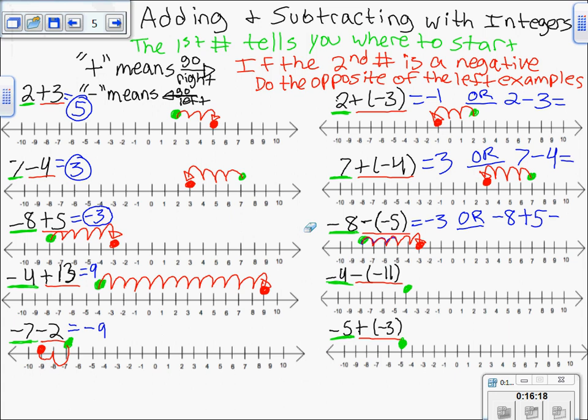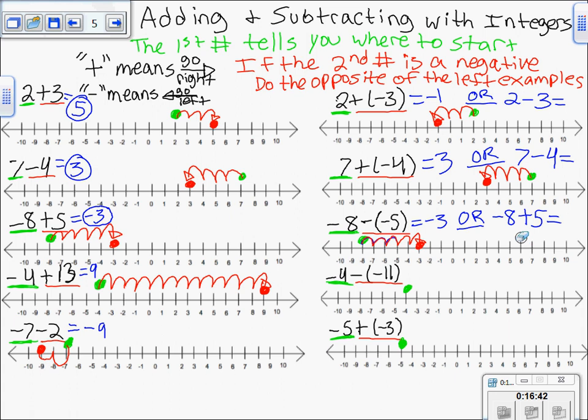So that could be negative 8 plus 5, if you want to think of it that way. Okay? So negative 8 plus 5. That's another way to think of that. And negative 8 plus 5 doesn't mean go deeper into the negatives. The answer is not negative 13. The answer is go to negative 8 and go to the right 5 spaces. And if you do that, you end up at negative 3. So the answer is negative 3, not negative 13.